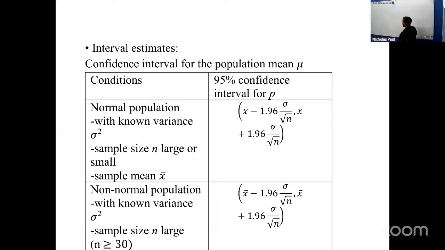Oh wait, I have to rub it off. I'm doing some writing there, and I will show you the screen shortly. So x bar follows plus and minus 1.96 sigma on root n. This one is for known sigma squared, and large sample size, no matter large or small. And you have the sample mean, right?